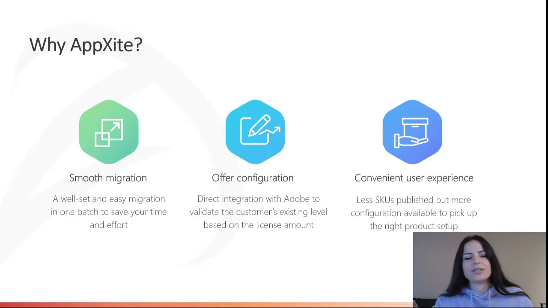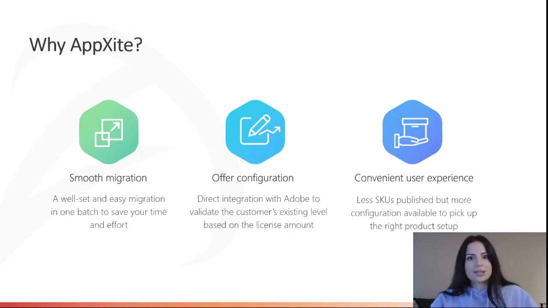And there are a few things that differentiate AppXite from other platform providers. Migration. It is a well-set process where AppXite will do full validation on customer eligibility to be moved and send back the report with the reasons if the customer is not eligible to be moved at this time. Reseller confirms to go ahead with migration on eligible customers, and AppXite performs the migration in one batch, as it is a one-time task, avoiding migrating customers one by one as it will take a lot of time and effort.